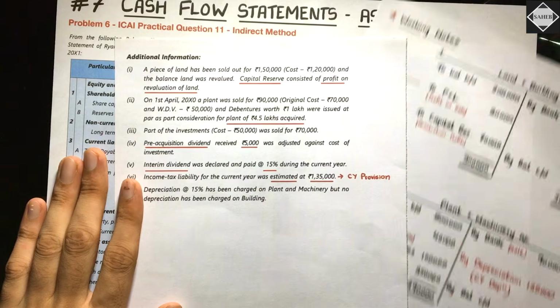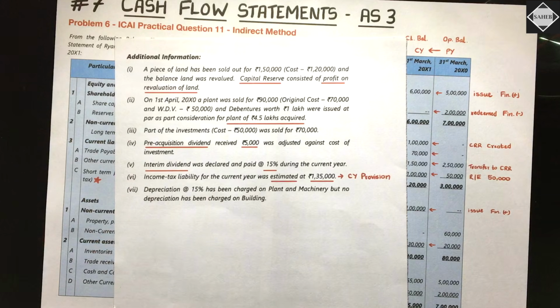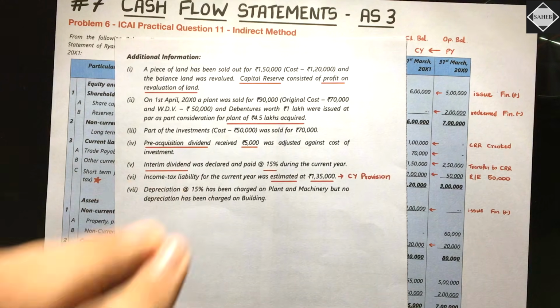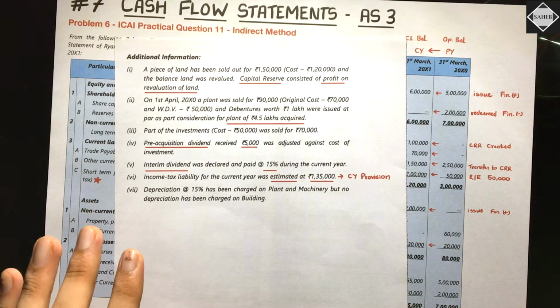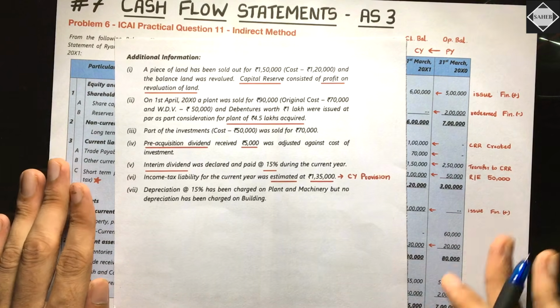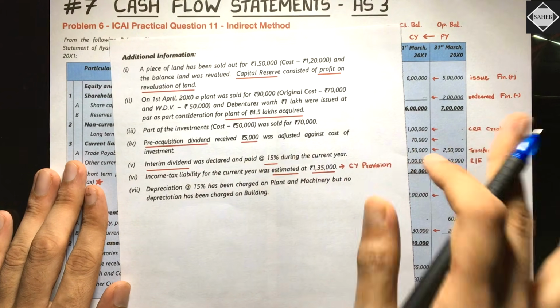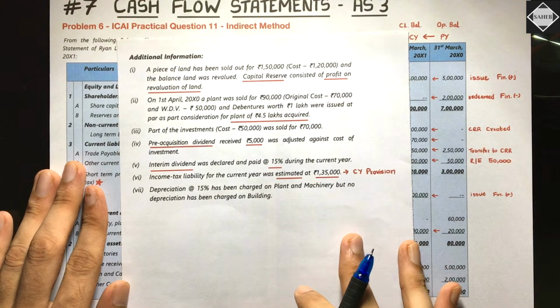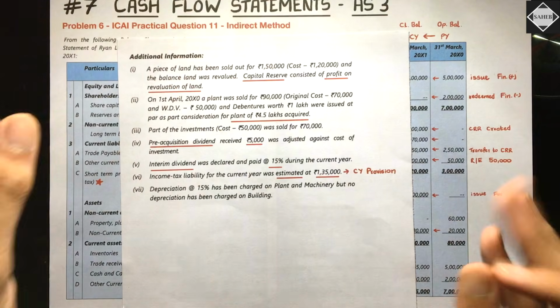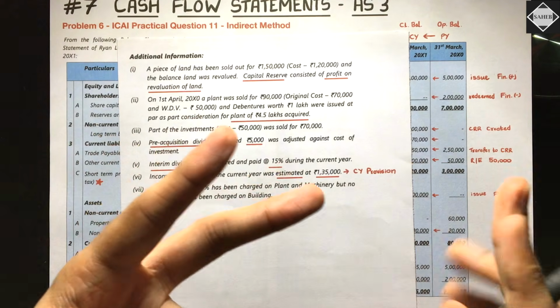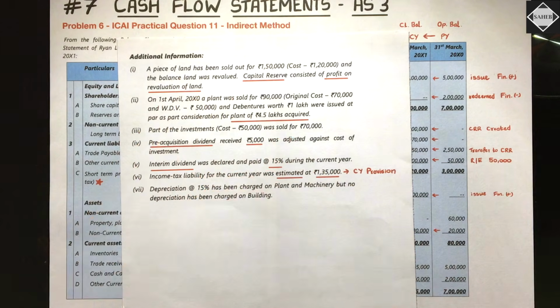Interim dividend means the dividend that is given between two AGMs, which is declared and paid in the current year only. It's not like final dividend. So in the same account only we'll do the treatment. Remember that, we don't open a separate account for interim dividend. In the same dividend payable account, we take the treatment of final dividend as well as interim dividend.